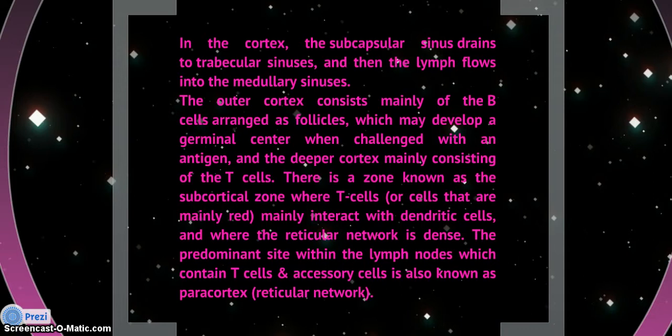There is a zone known as the subcortical zone where T cells interact with dendritic cells, and there the reticular network is dense. It is the predominant site within the lymph nodes which contains T cells and accessory cells. It is known as the paracortex reticular network.